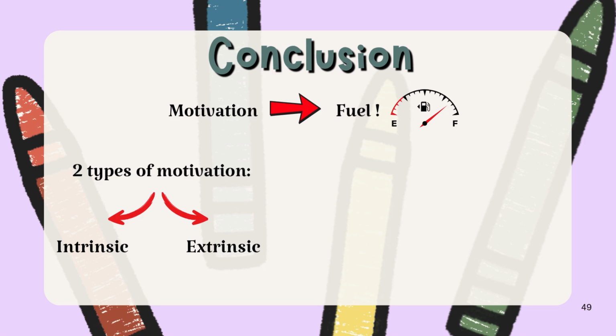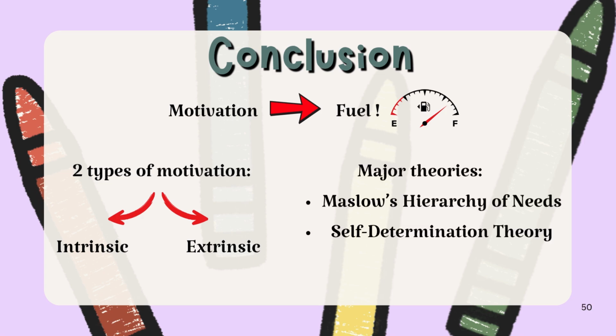Then, we explored major motivational theories like Maslow's hierarchy of needs, which reminds us that students cannot thrive unless their basic needs are met, and self-determination theory, which shows that students are more motivated when they feel capable, connected, and in control. We also talked about the Islamic view, how seeking knowledge with sincere intention is an act of worship and a lifelong duty.